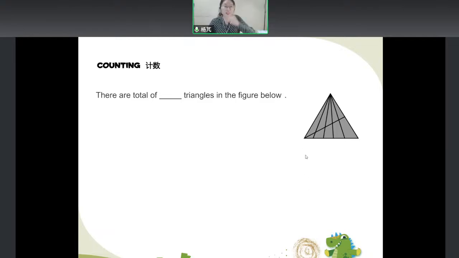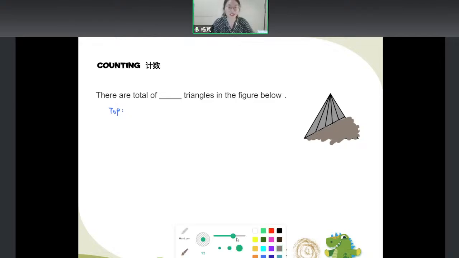Here we go. If we want to count all of the triangles, we need to separate it because it has 2 layers. Let's just focus on the top layer. If we look at the top layer, bye-bye, bottom layer. We just take a look at the top layer. How do we count it in order? Now we will find some method.